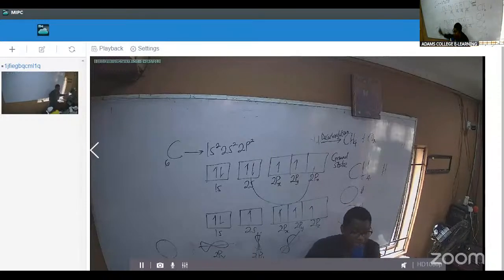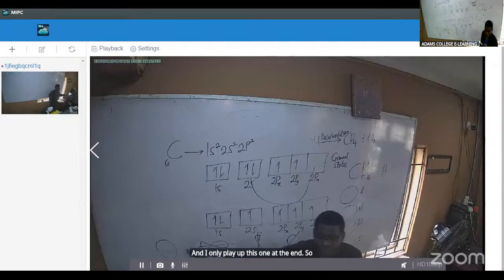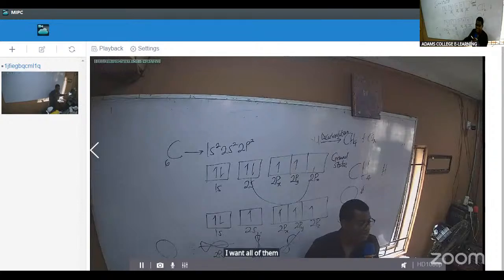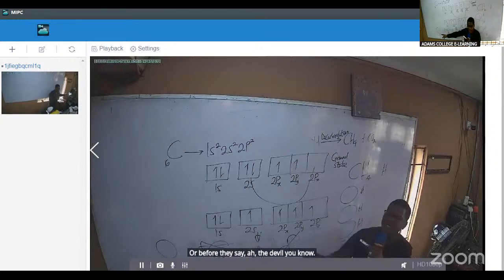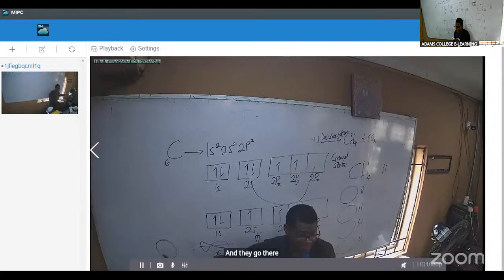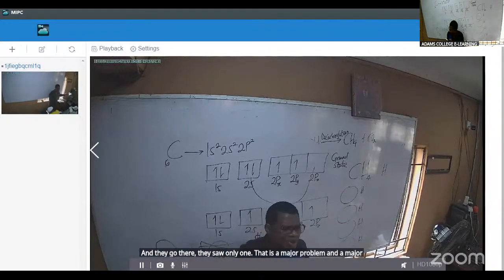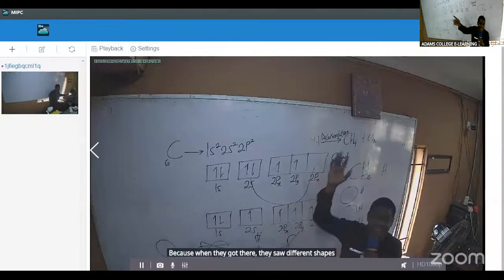And now only 3 of these are there. So there's a problem. All the 4 of them got here now, and there's only 3 dumbbells. I want all of them to have one dumbbell, but now only 3 they get. Or the 4 say, the devil you know is better than the one you don't know, so we better marry our own type. And they got there, they saw only 1. That is a major problem and a major crisis in organic compounds, because when they got there, they saw different shapes.